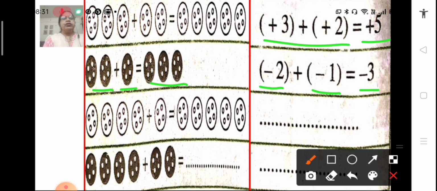So what will be the answer for the next one? 4 white buttons plus 1 white button, it is 5 white buttons. That means it is positive 5. And if we add 4 black buttons with 2 black buttons, that means what do we get? We get 6 black buttons. That means negative 6.